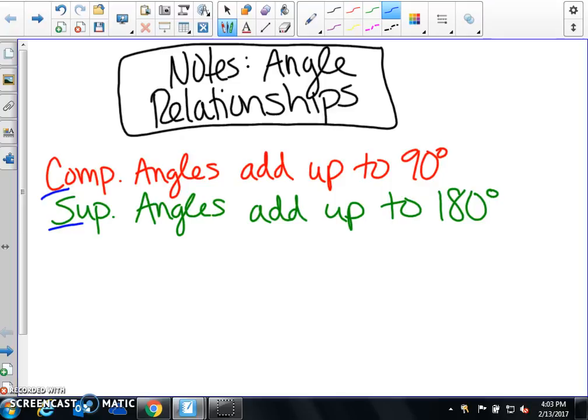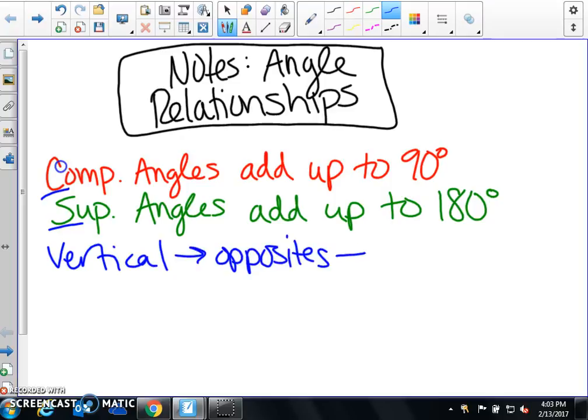Now, on top of that, we have vertical, which are opposites. And those are congruent, which is a fancy way of saying they're the exact same measurement. And then we have adjacent, and adjacent really just means side to side, right? They're touching each other. It just means, is it going to be complementary or supplementary?